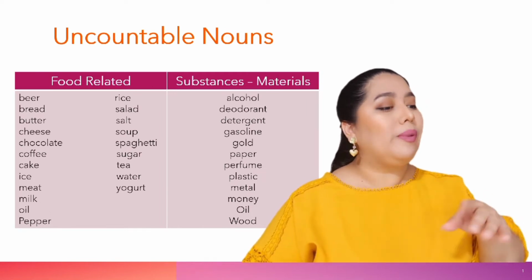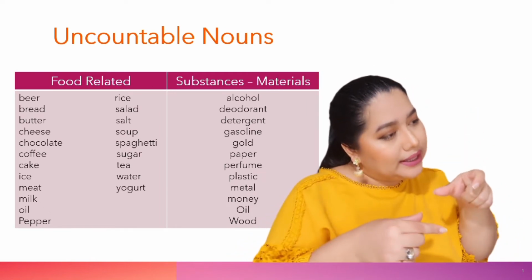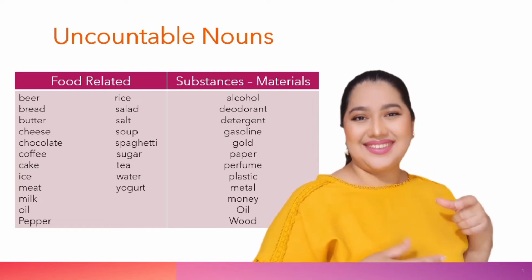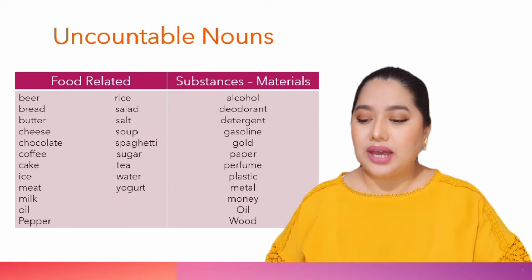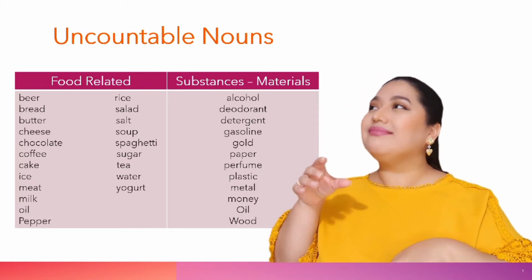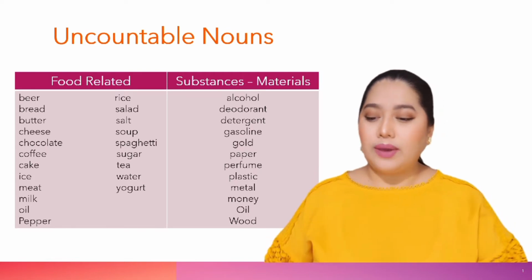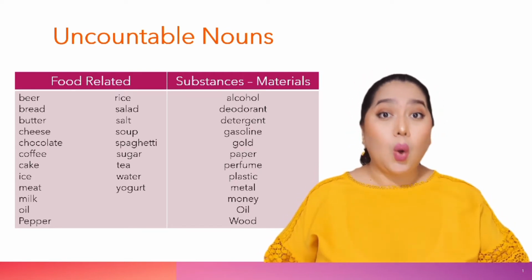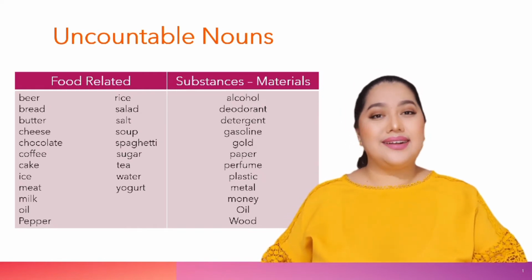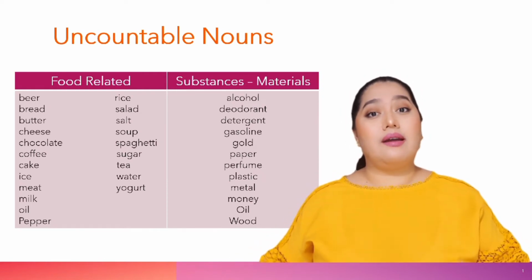We only say, oh please, one cake, you know, a little bit. No, a piece of cake, a slice of cake, that's different. And why not? We have here ice, you know, some ice maybe for your juice. Delicious ice. We have meat, milk, oil, or why not pepper and rice, salad, salt. All of these are uncountable nouns.